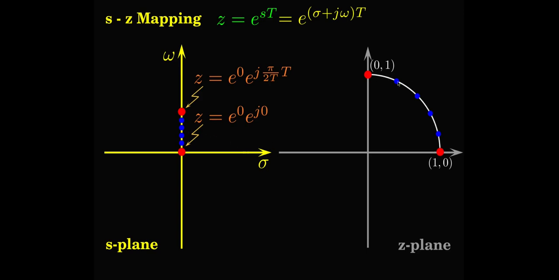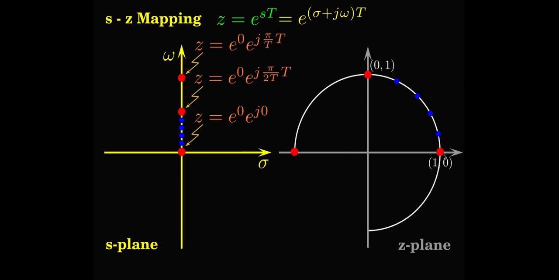Now let me take another point here. This point was at j pi by 2t, this will be j pi by t. So still sigma is 0, e to the power of 0 is 1, e to the power of j pi by t, so e to the power of j pi. So the point would be at an angle of 180 degrees here, having same radius of 1. And all the points in between here will fall on a unit circle which is drawn in this fashion.